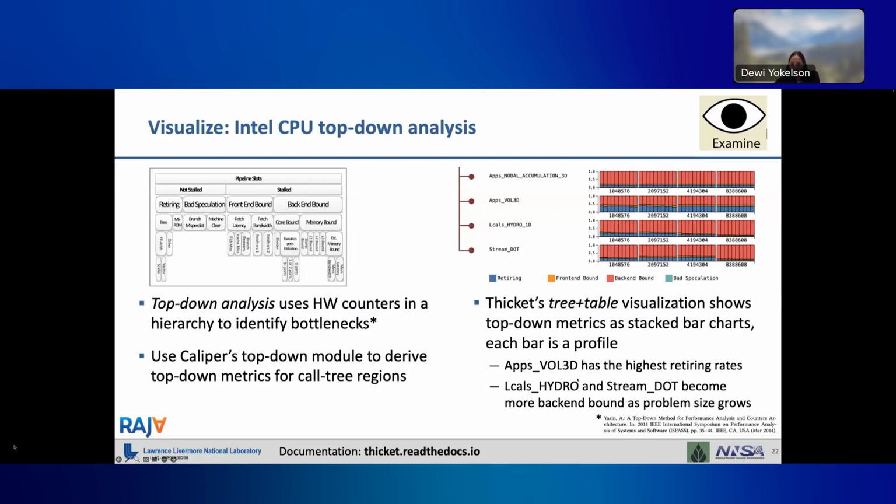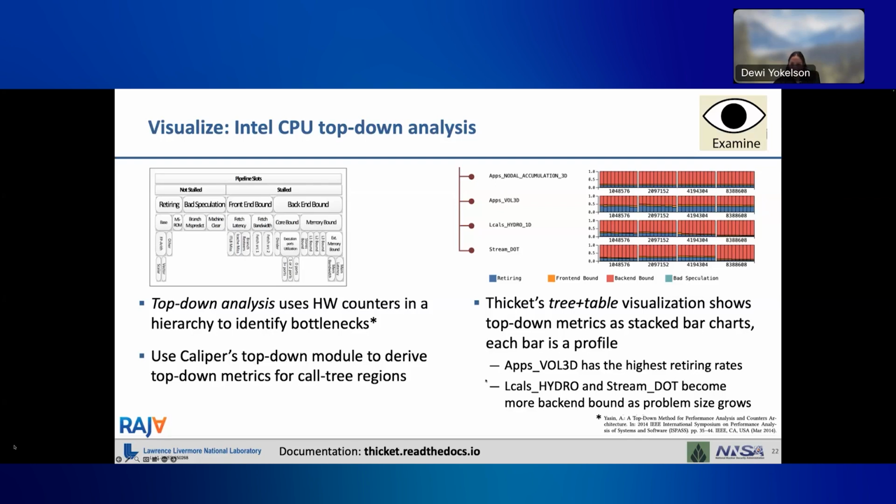And the paper is here. So if you look at the slides, you can grab that if you want to learn more about top-down analysis. Caliper has a top-down module that can derive these top-down metrics for the different call tree regions.